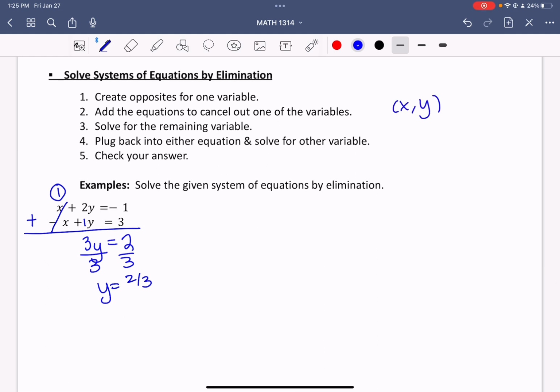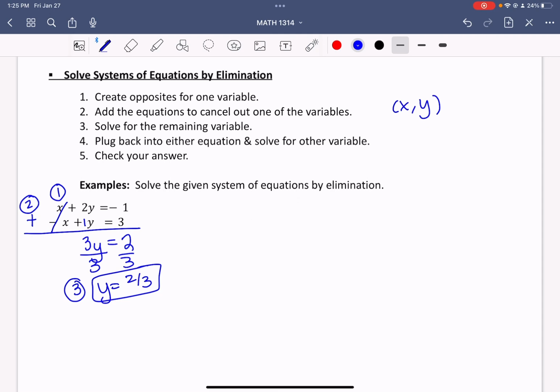Now our end game is still going to be our solution of x comma y, so I'm already halfway done. So it said add the equations to cancel out one of the variables. Check, I did step number 2. Step number 3 says solve for the remaining variable. And that would be here when I got y by itself.